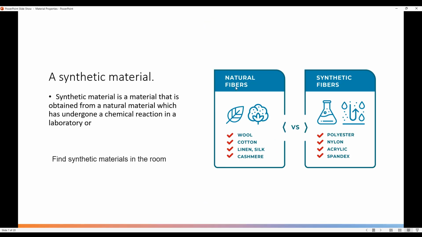We have natural fibers and synthetic fibers. Natural fibers like wool, cotton, linen, silk, and cashmere. They're natural. And we have synthetic material like polyester, nylon, spandex. Which ones do you think are the most expensive? Of course, the natural, right? And here it says synthetic material is a material that is obtained from a natural material which has undergone a chemical reaction in a lab or laboratory.